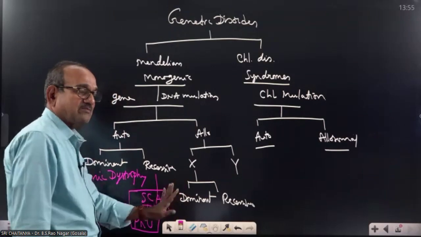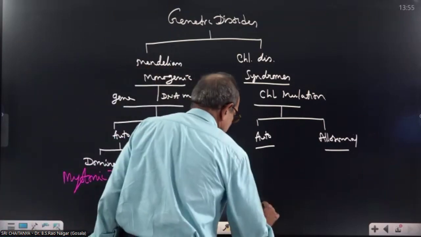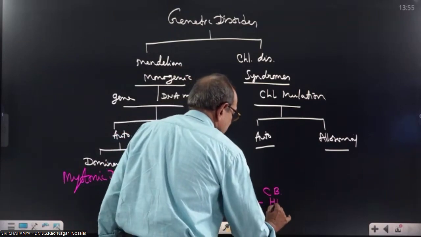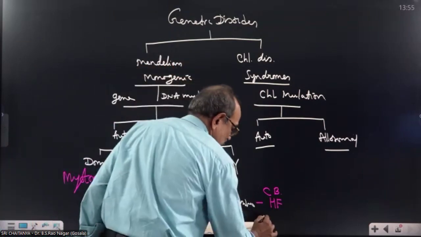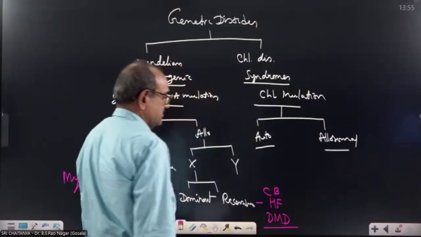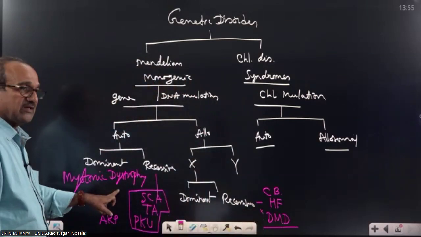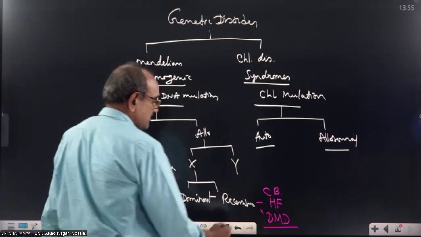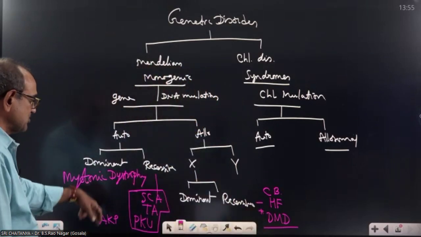For X-linked dominant, no examples are included in the NCERT. X-linked recessive traits are there, that is color blindness, hemophilia. We can also add Duchenne muscular dystrophy, DMD. It is not there in the NCERT, but very commonly we mention this one. So there are two kinds of dystrophies. One is the autosomal dominant myotonic dystrophy. The second one is the X-linked recessive disorder. So there are two forms of dystrophies.